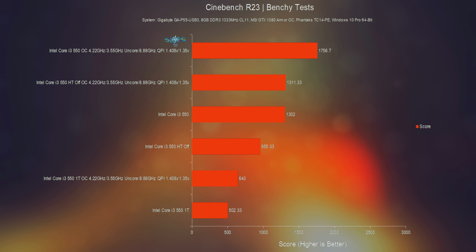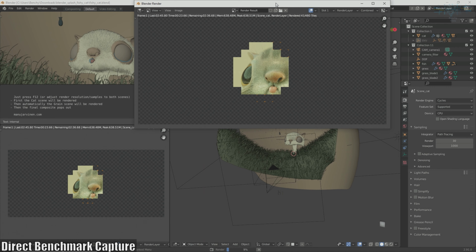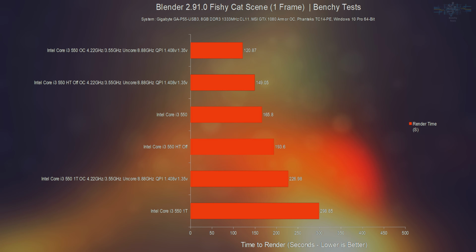to 643 points. Next up is Blender, which is a lot more widely used than the Cinema 4D engine that Cinebench R23 is based on. And for this we're using the Fishy cutscene, which is freely available to download online. We run this benchmark 3 times and take an average in seconds of time to render a single frame. And at stock clocks, the i3 550 manages to render the frame in 165.8 seconds. Hyperthreading off, this goes up by 16.77% to 193.6 seconds.